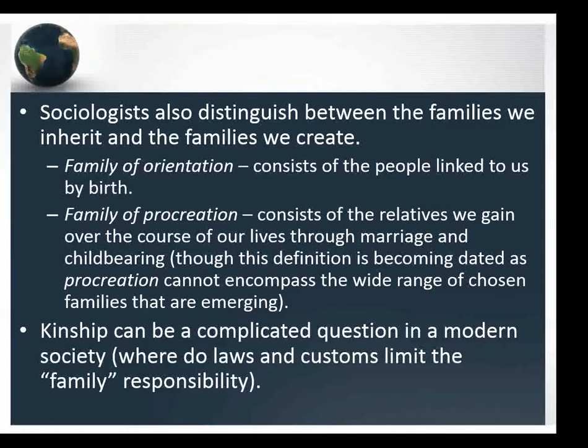But this definition, this family of procreation, is becoming somewhat dated, as procreation in and of itself can encompass the wide range of chosen families that are emerging. Because we do, at some point, see a lot of families that emerge through other means, adoption and the like, instead of just procreation. So kinship can be a complicated question in a modern society. The question that we would be answering here is, where do the laws and the customs of the culture limit the family responsibility? And by family responsibility, we mean those ties and duties that we commonly assign to members of the family.